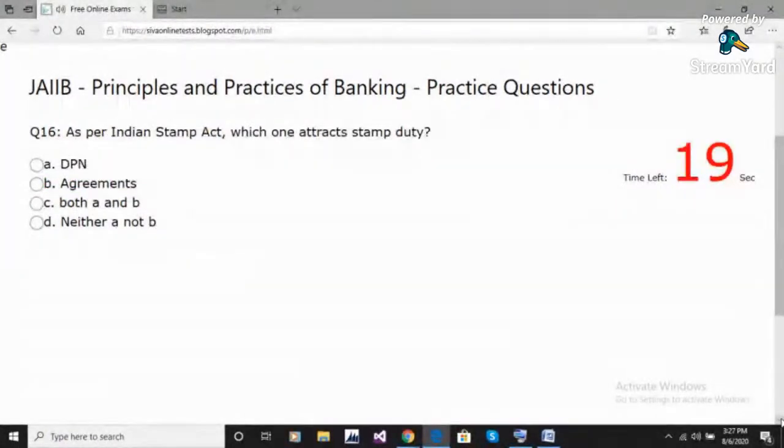Question 16. As per Indian Stamp Act, which one attracts stamp duty? Option A. DPN. Option B. Agreements. Option C. Both A and B. Option D. Neither A nor B. Answer C. Both A and B.